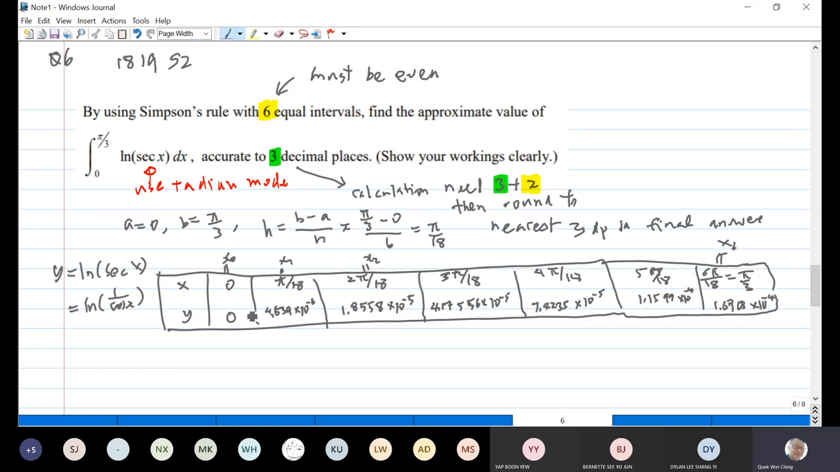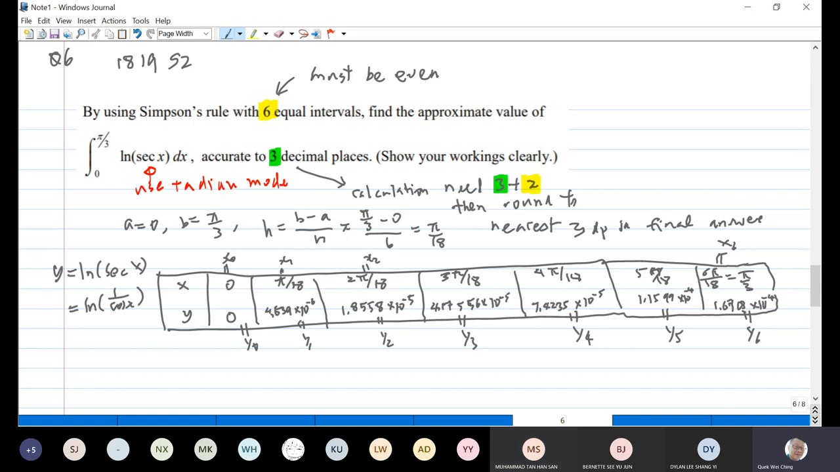Okay, so this is your y0. This is y1, this is y2, y3, y4, y5, y6, okay? So let me go back and calculate again. I need more space to put in. Sorry. So are you using radian mode? You must use radian mode. I think you used degree mode. Is it? I used degree mode.